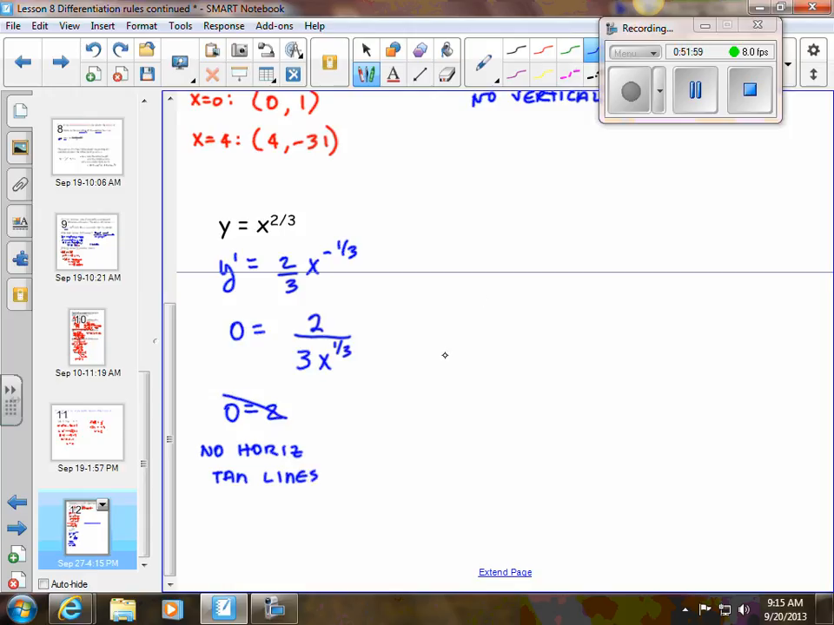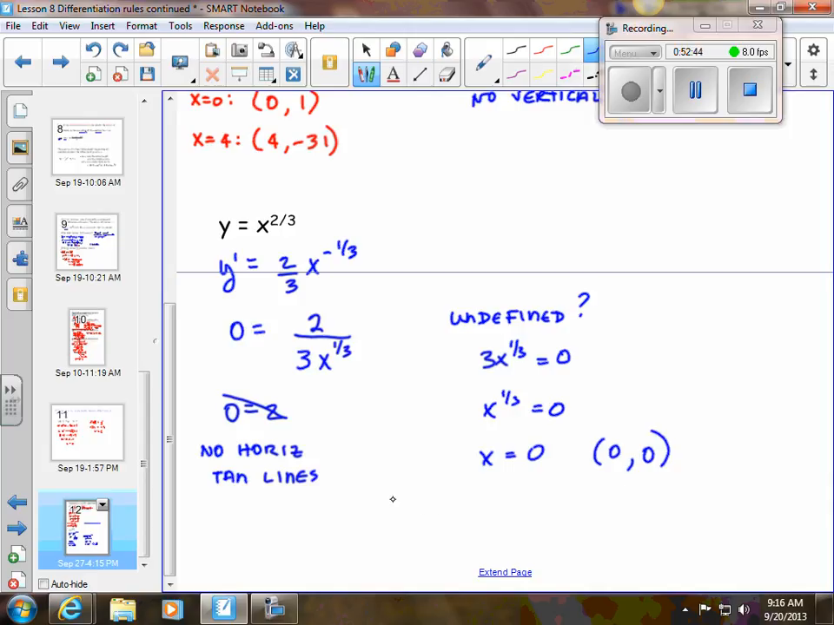Now, for vertical tangent lines, we need to know where it's undefined. How do we determine where it's undefined? Set the denominator equal to 0. So 3x to the 1/3 equals 0. Solve for x, divide by 3, cube both sides. So when x is 0, we have a vertical tangent line. But it said to give the points. So when x is 0, what is y? 0.